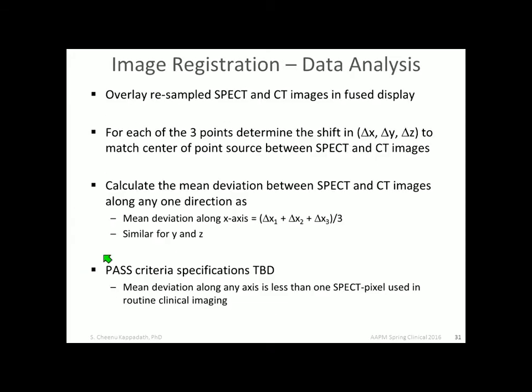So how do you do that? We have 3 point sources. This is what we're recommending. We look at the X, Y, and Z shift of each of these point sources, and then you come up with a mean deviation of shift, the registration accuracy. For the pass criteria, there's no exhaustive science that it has to be within this, but from first principles you can say the mean deviation along any axis has to be less than 1 SPECT pixel, so at least everything is within a SPECT pixel. That seems like a reasonable approach, so that's what the task force is going to recommend.